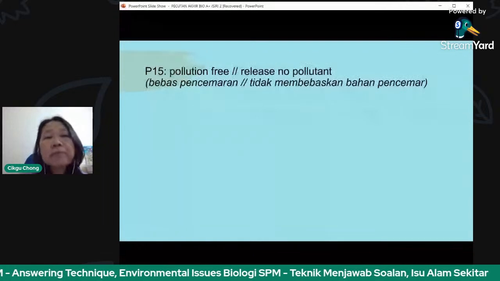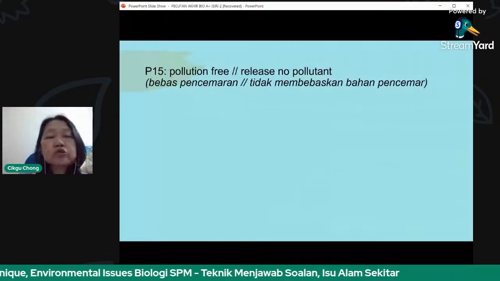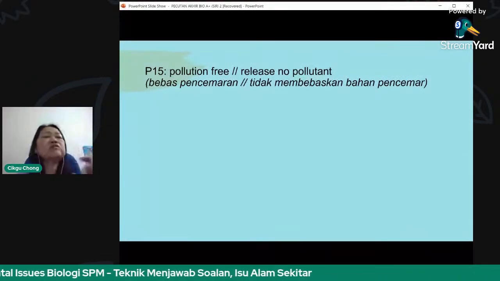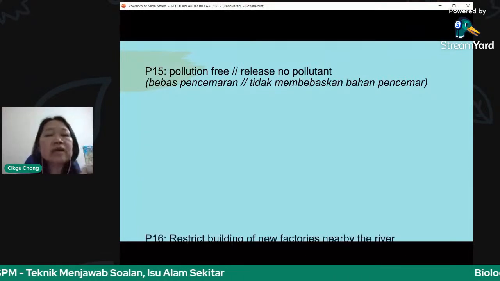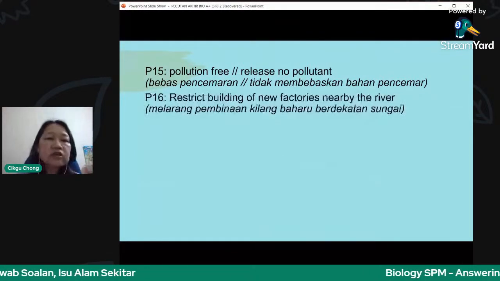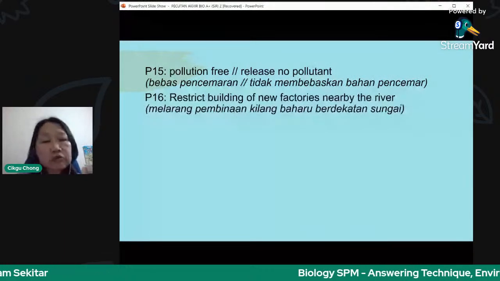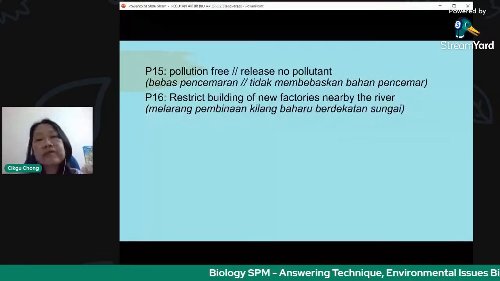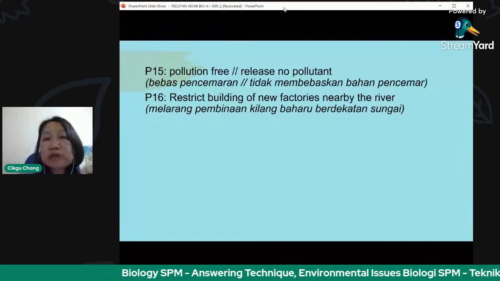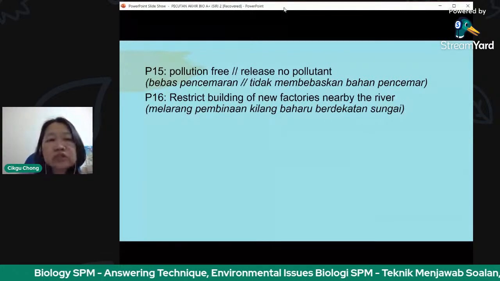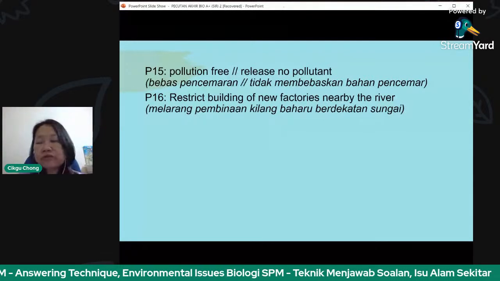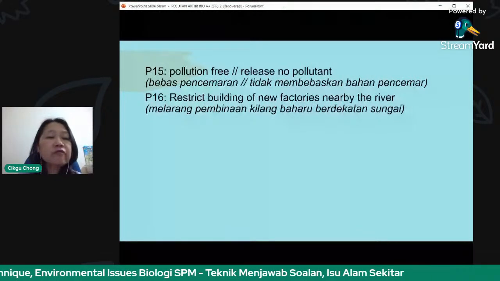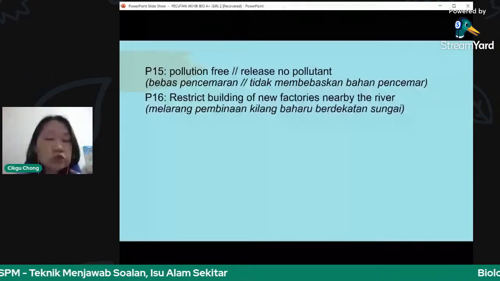Pollution free. So we try not to release any pollutants. Do not burn so many things, because that is going to release gases. Restrict the building of new factories nearby the river. This one the government has to do. The government has to set guidelines to make sure that you cannot have too many factories and new buildings nearby the river. And avoid releasing more pollutants. Try not to release so many pollutants into the environment.